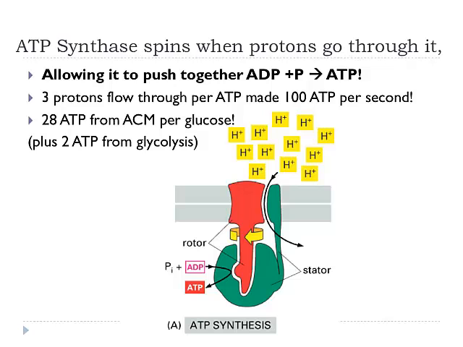So for every 3 protons that flow through ATP synthase, there's one ATP. One of these chemical reactions occurs. And this is really happening quite rapidly. So as long as the other stages of cell respiration are occurring, this will continue to drive ATP synthesis at a rate of about 100 ATP per second.